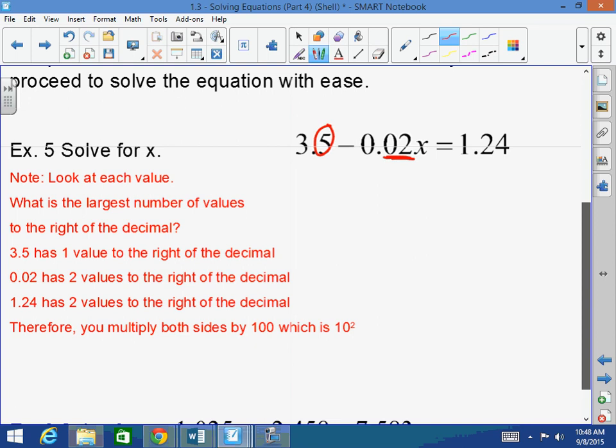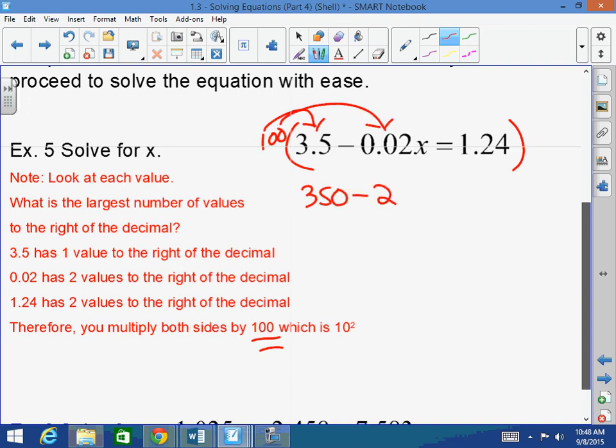Therefore, you multiply both sides by 100, which is 10 squared. Why 100? Because I want to move this decimal 2 places to the right. And whenever I multiply by powers of 10, I'm moving the decimal to the right that many places. So what I'm going to do here is multiply by 100. 1, 2 to the right, that's 350. Minus 1, 2 to the right, that's 2x. Equals 1, 2 to the right. That's 124. No more decimals.